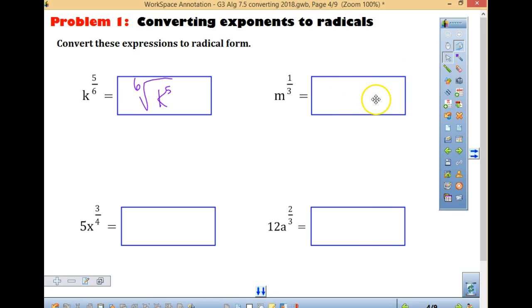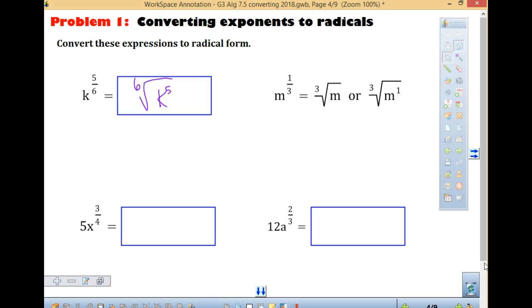The index should be 3. So it's just going to have the third root of m, or if you want to put the 1 in there, I won't ever mark that wrong, right? So make sure you're writing these down.